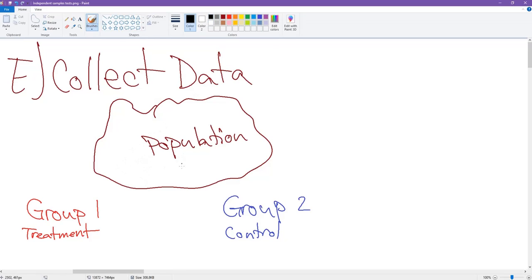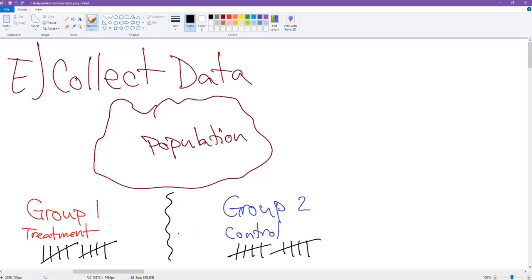But essentially, this population will walk into your lab and you're randomly going to assign one person to your treatment, another person to your control, another person to your treatment, another person to your control, until eventually they just start stacking up and I stop wanting to draw things. So we're going to pretend that we have 10 people in each group and they are completely separate people.